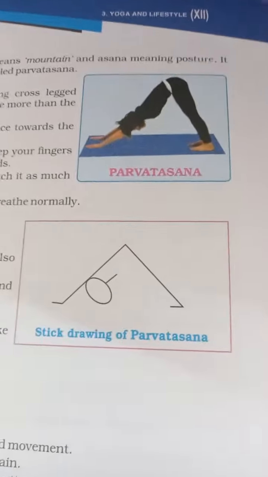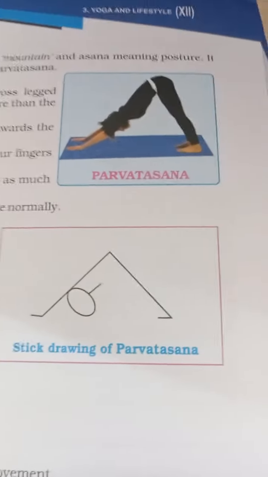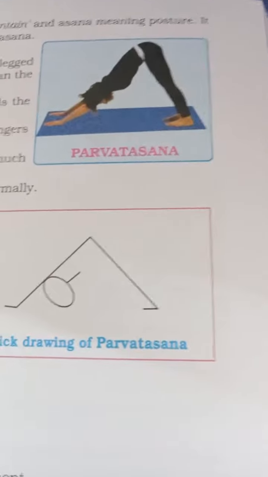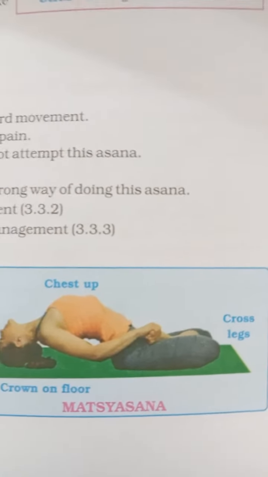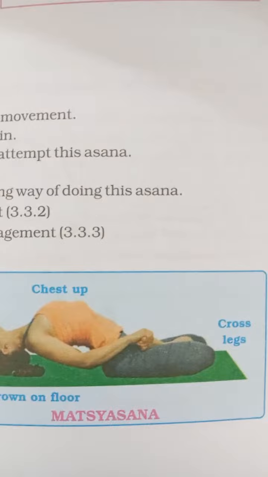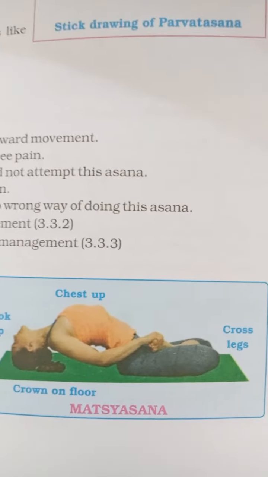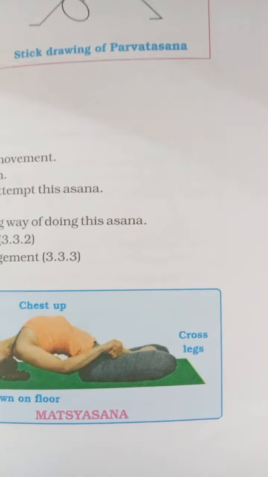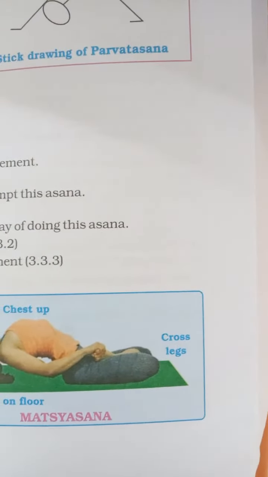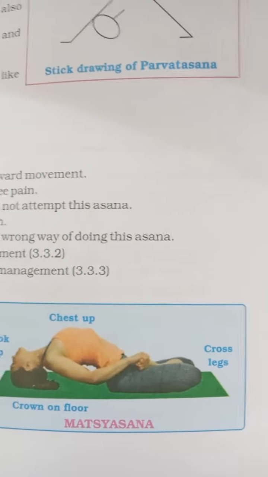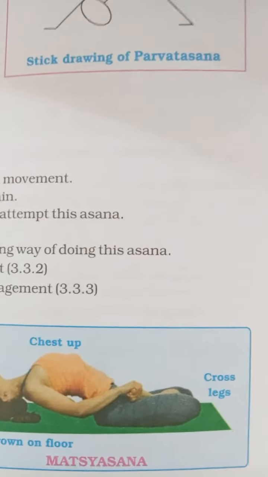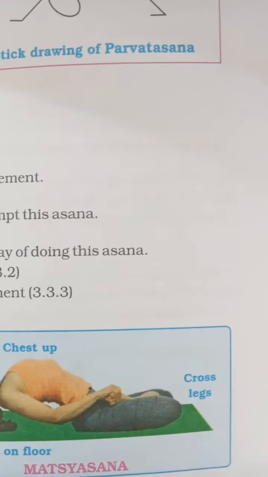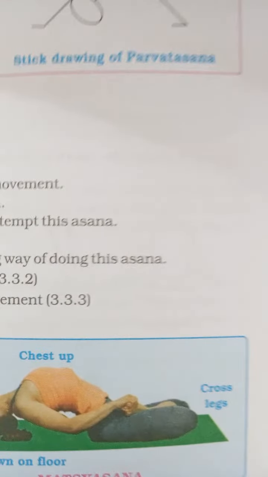Then Bhujangasana and Paschimottanasana are the ones which I have shown in the previous video. You can check that. Now Matsyasana. Matsya means fish and asana is posture. It is also the name of an incarnation of God Vishnu. Lie on the back on the floor with knees bent and feet on the yoga mat. Breathe in and lift the pelvis slightly off the floor, then slide hands palms down below hips. So this is the asana which you need to know.